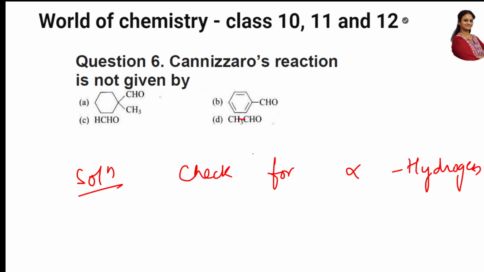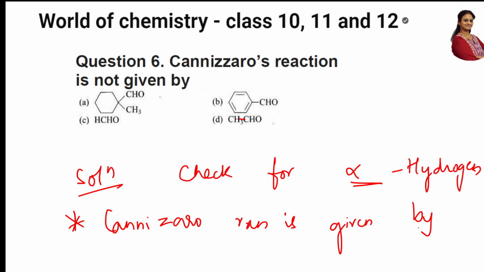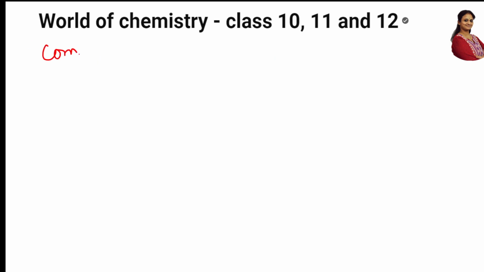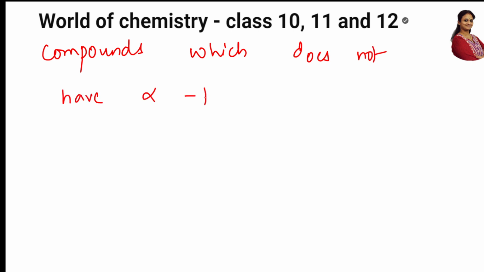All right, so basically you have to check for alpha hydrogens. Ma'am, what is this alpha hydrogen in Cannizzaro? Remember, students, this is most important: Cannizzaro reaction is given by compounds with no alpha hydrogen, which do not have alpha hydrogen. I just now said, right? What is alpha hydrogen? The hydrogen attached to the carbon adjacent to the functional group.